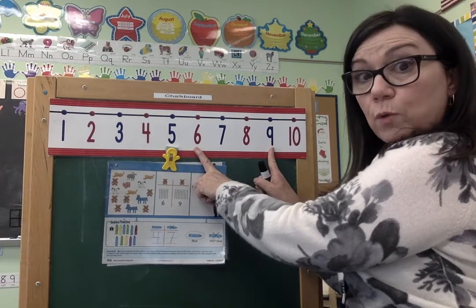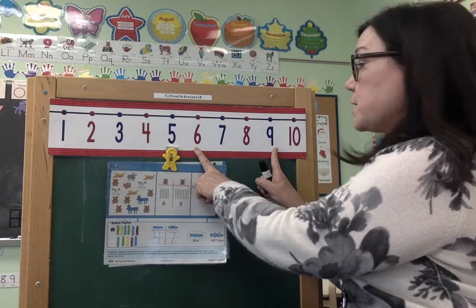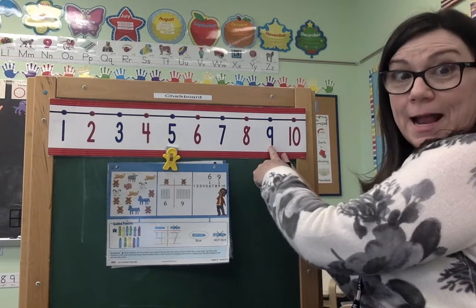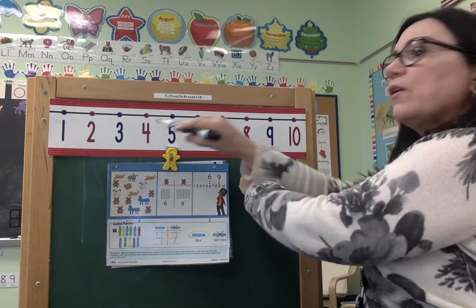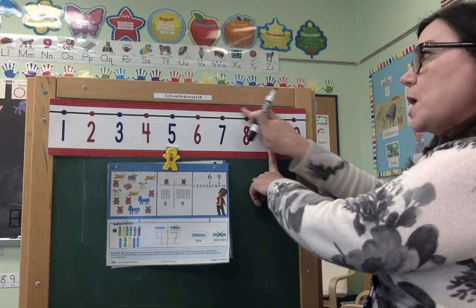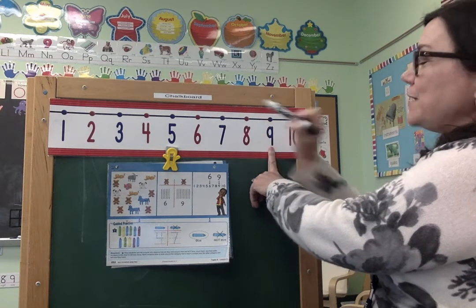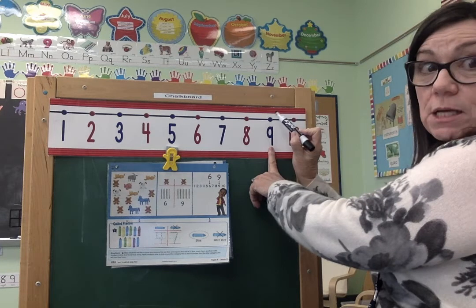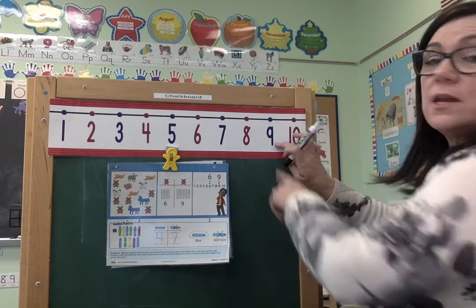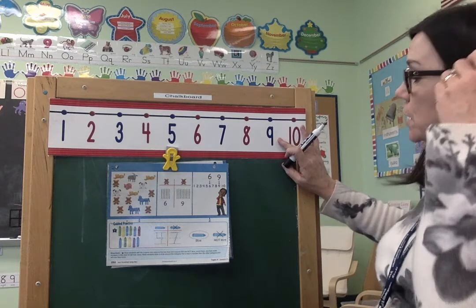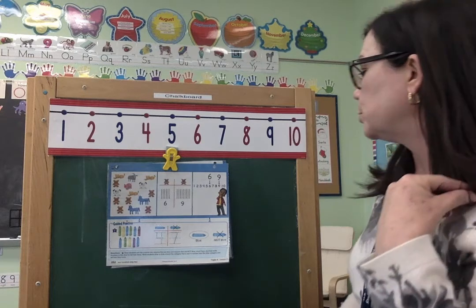So if we are trying to decide which group's greater, we know that 9 is greater. How do we know that? We've worked on a number line, and we know as you move left to right, the numbers get larger, and that 9 comes after 6 on our number line. So we know that 9 is the greater number. So we're going to leave our number line up there so we can look at those today.